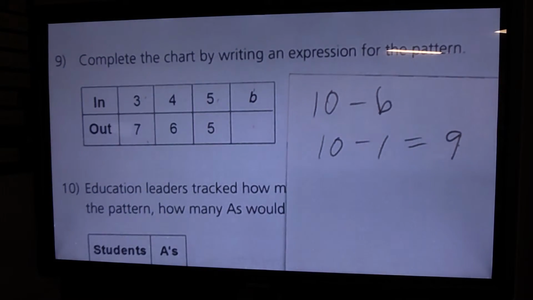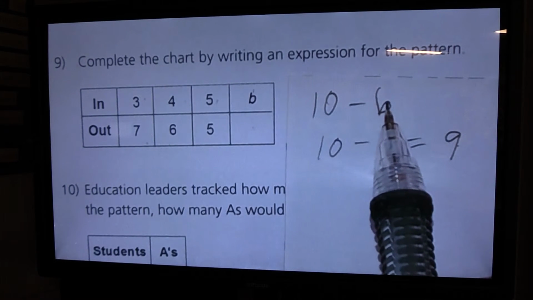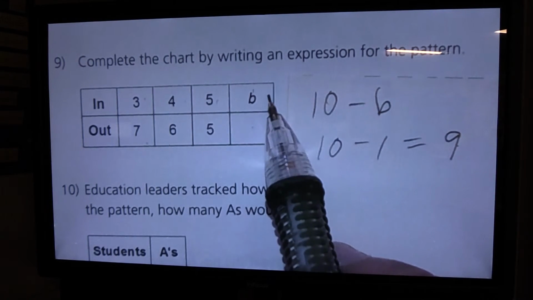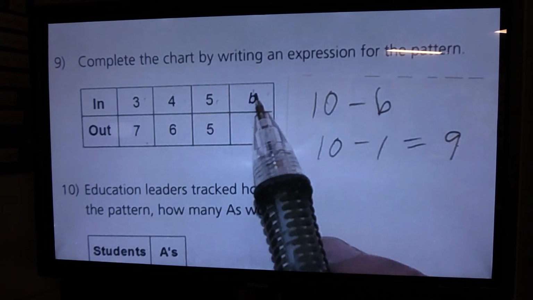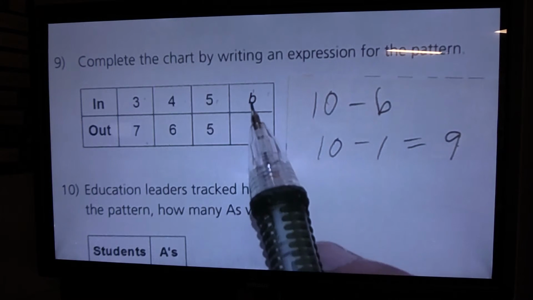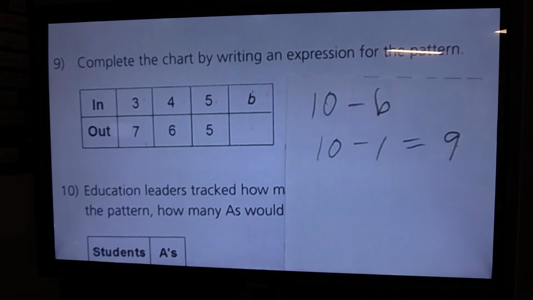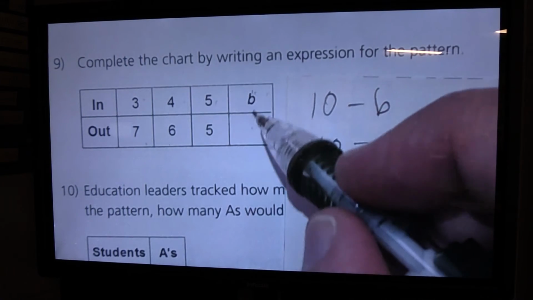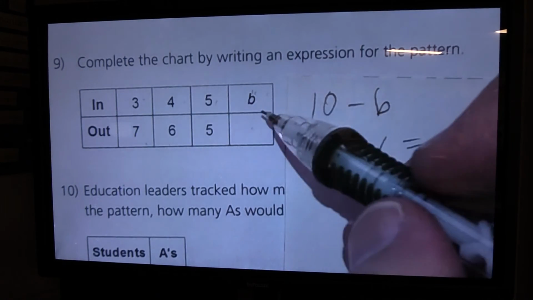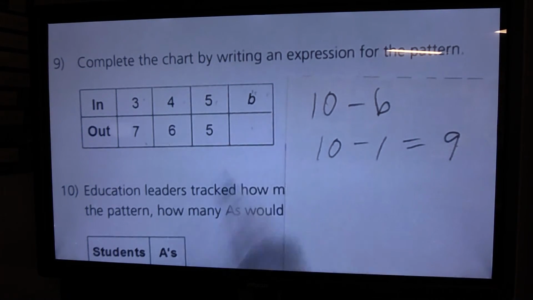You got it? Yeah. Now, Logan, you had a little bit of trouble with this a second ago. We said our algebraic expression is 10 minus b. If this was 4, 10 minus 4 would give us 6. If this was 2, 10 minus 2 would give us what? 8. Yeah, and 2 plus 8 is equal to 10. Right here, if b equaled 1, 1 and 9 gives us 10.